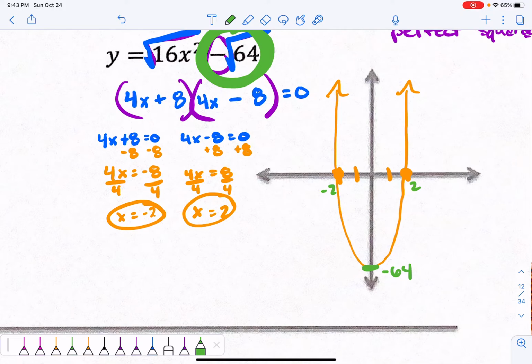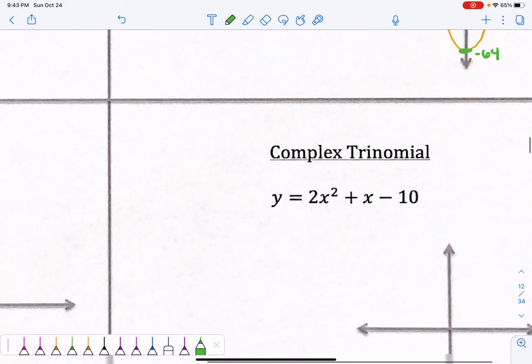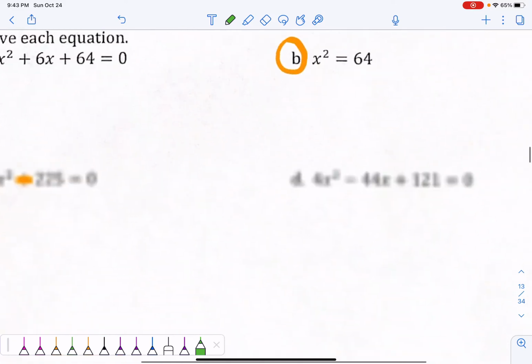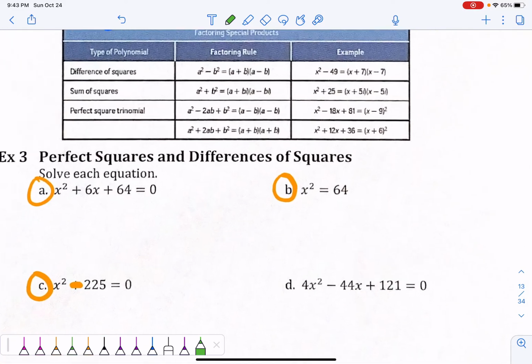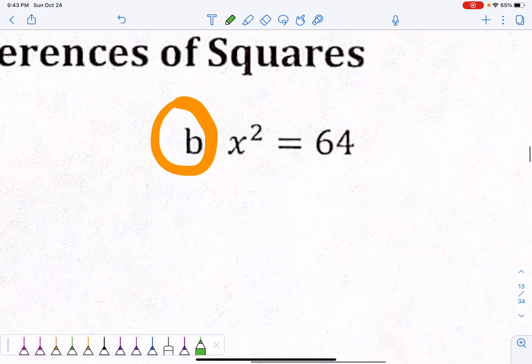So when we were factoring it, we were trying to find those zeros, or trying to find where they cross, okay? Let's go down to the notes, and let's do a couple more difference of squares. So let's go down to, hopefully you can see where I'm at here. Let's go to example 3, part B, where it says x squared equals 64, okay?